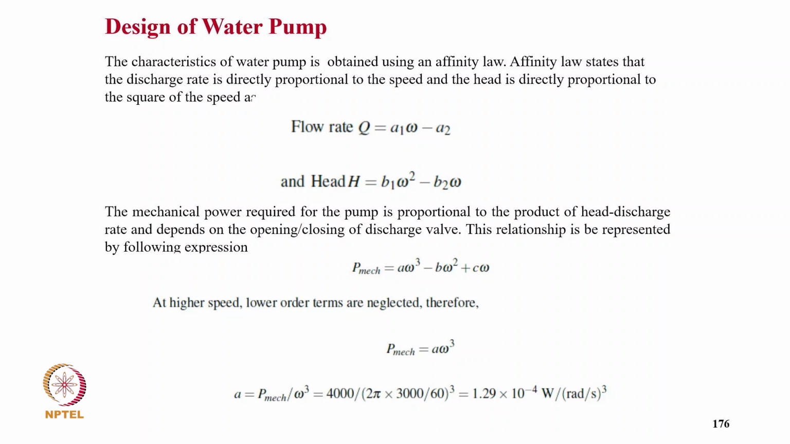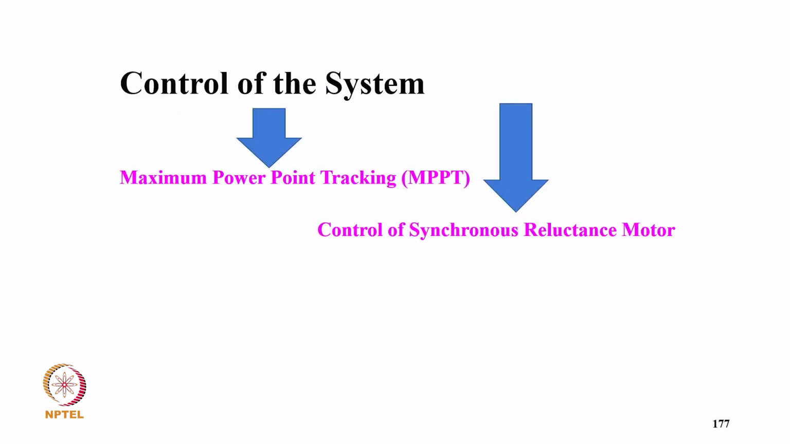And this relation is represented by the following: P mechanical equals alpha omega cube minus B omega square plus C omega, and at higher speed the lower order terms are neglected, so P mechanical is alpha omega cube, and A equals P mechanical upon omega cube. That value comes to 1.29 into 10 power minus 4 watt per radian per second cube.